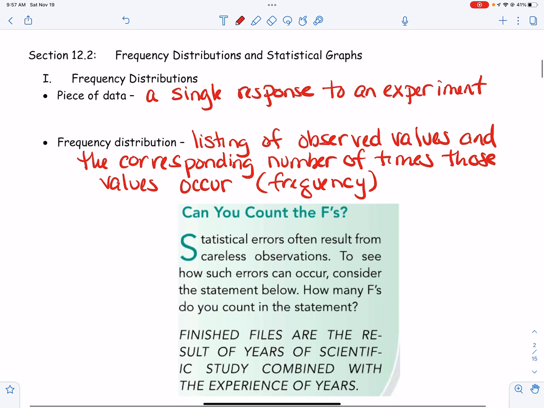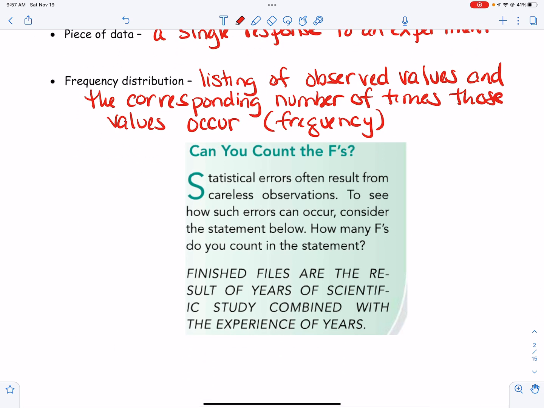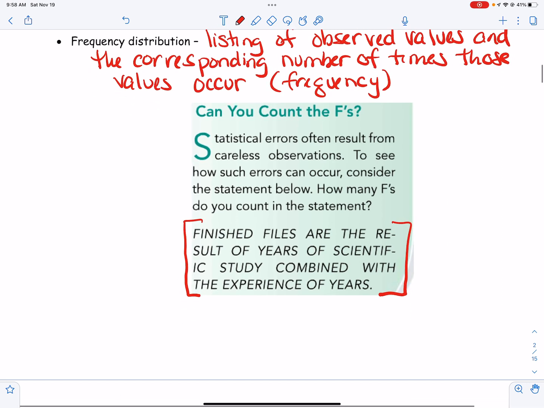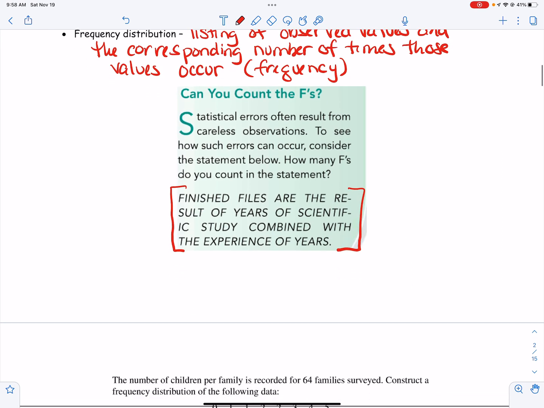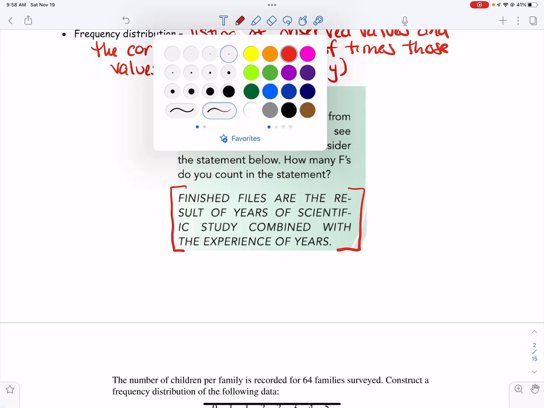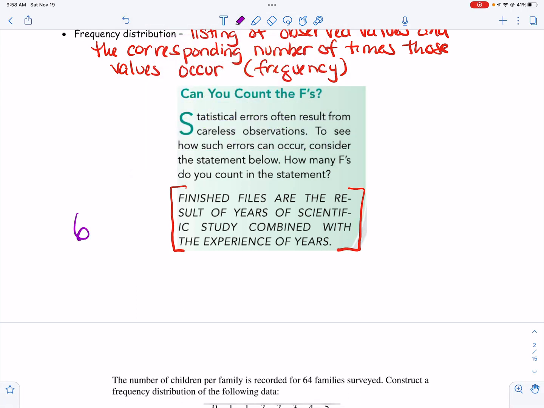So in this example, I usually give this in class. I ask students to see if they can count the number of F's in this little blurb, okay? And you can see because of careless observations that we can make statistical errors. So a lot of times I hear people say 3 and they say 4, 5, but the correct answer is actually there are 6 F's.